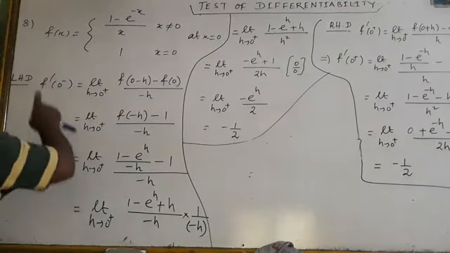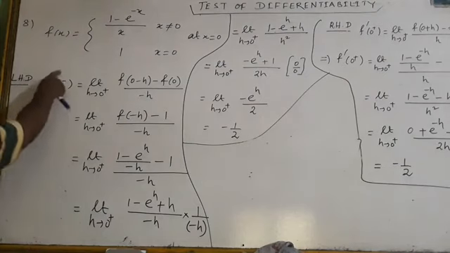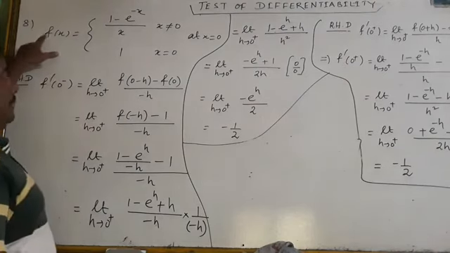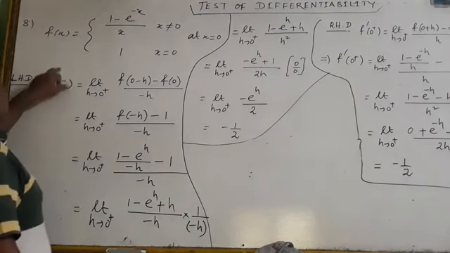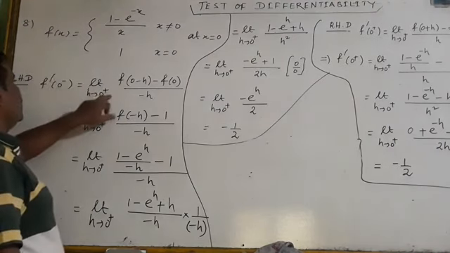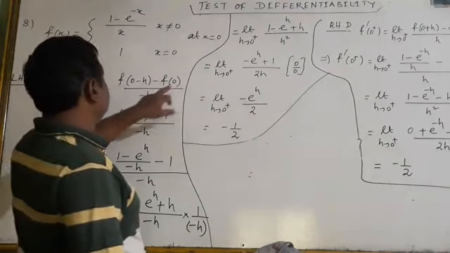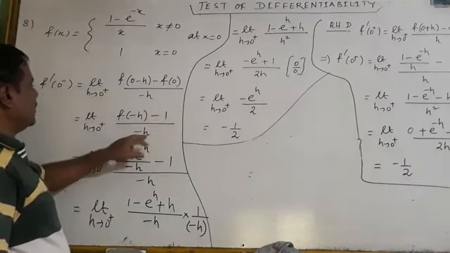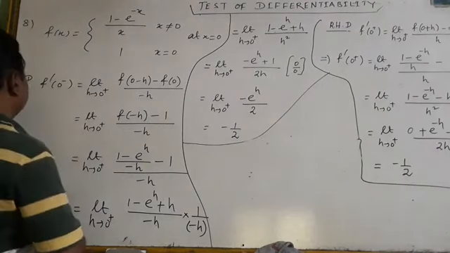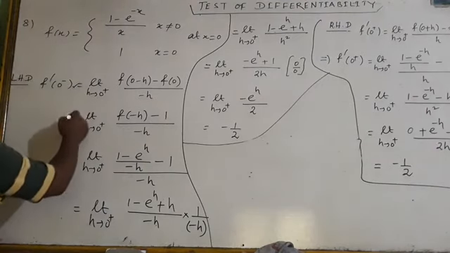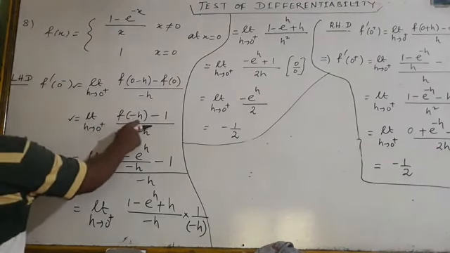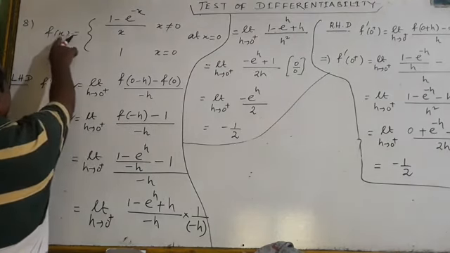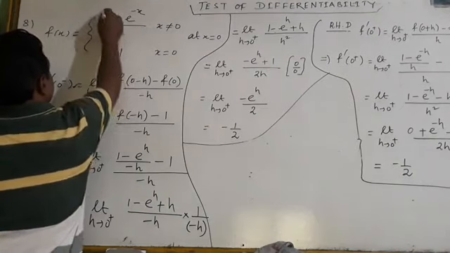Now look at what the left hand derivative is. It is f dash 0 minus. The only critical problem is number 8. Mind it. f dash 0 minus is the limit h tends to 0 plus of (f(0 minus h) minus f(0)) by minus h. You know it earlier. It is (f(minus h) minus 1) by minus h. Till these two lines you can do. Now look at what f(minus h) is.